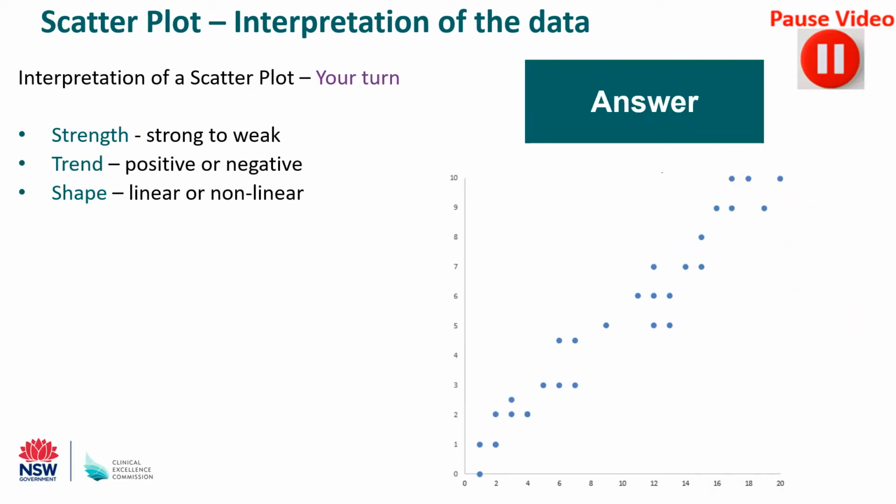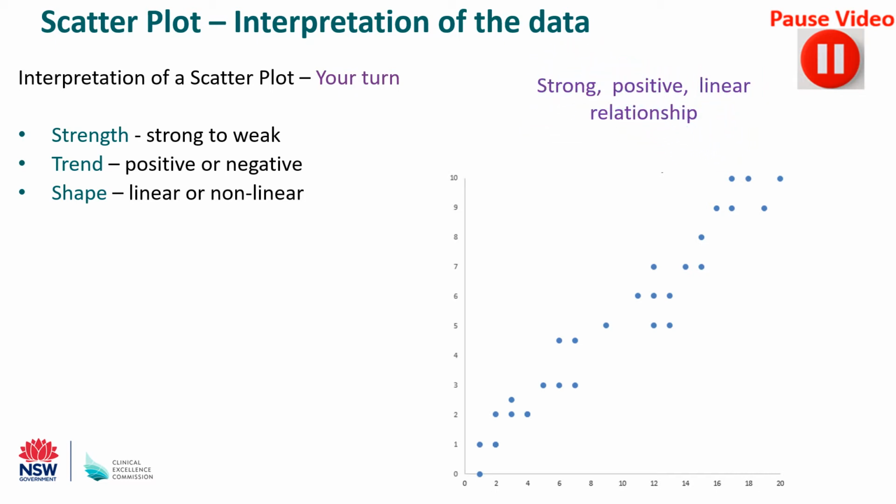It's now your turn to interpret the data in some scatter plots, and you can pause the video if you'd like to have more time. So look at this scatter plot and determine what's the strength, what's the trend in the data, and what's the shape. And the answer is this is a strong, positive, linear relationship.